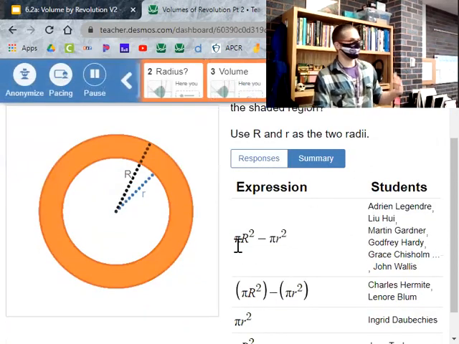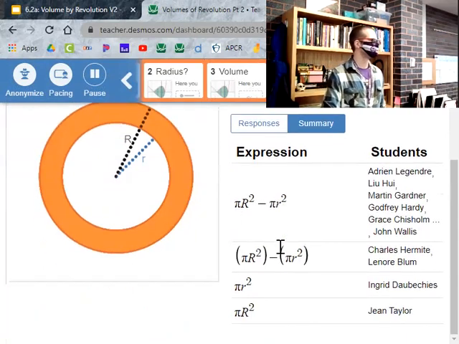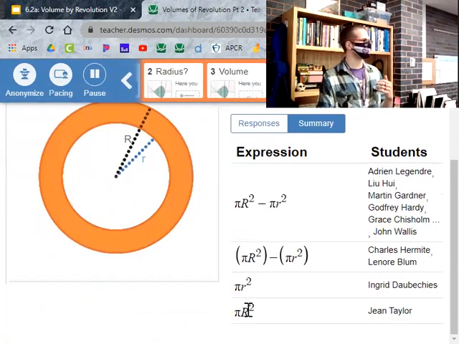So it is pi capital R squared minus pi little r squared. Really? Yeah. Oh, good. So the bottom two had the right idea, but that's only for the outside circle. This is for the inside circle. Yeah, I wasn't finished yet. That's okay, you can finish putting it in right now. I'm just pointing out what those are from.